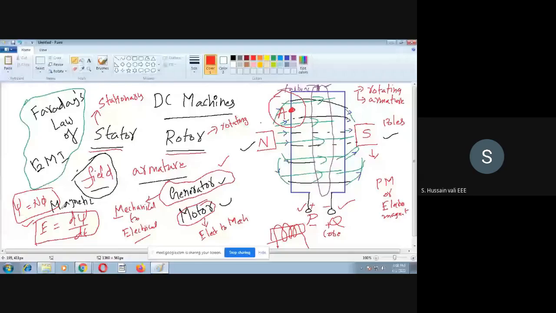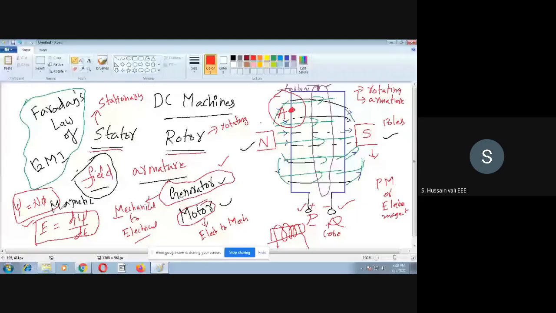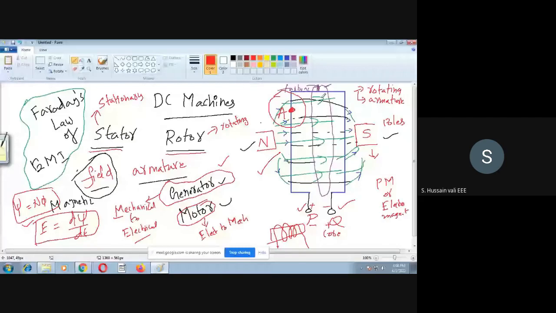Here also the same thing: when EMF is induced, as Faraday says, as per this construction in the DC machine, this is the case of the DC generator. In the case of the DC generator, you are rotating the turbine, so the EMF will be induced, and that EMF is d psi by dt. Now the next question is which polarity is plus, which is minus.